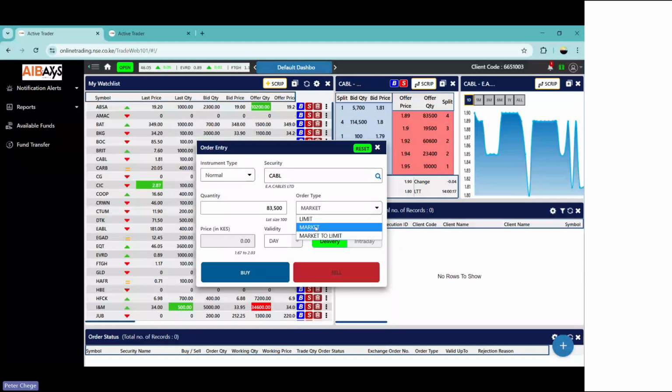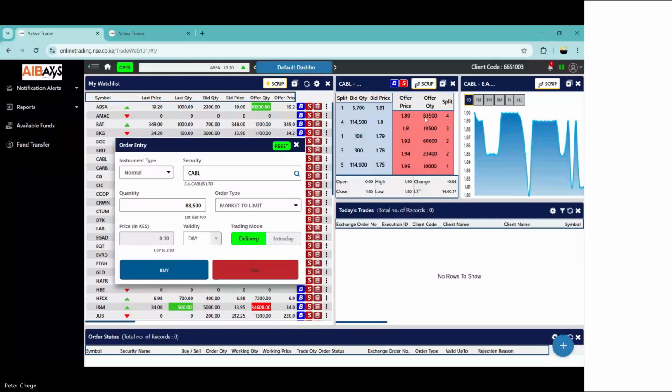Or market limit. What this means, let's go back to our screen here. I'm buying cable, 1 million shares. Currently, it is 3,500. It has added, it is 2,600.